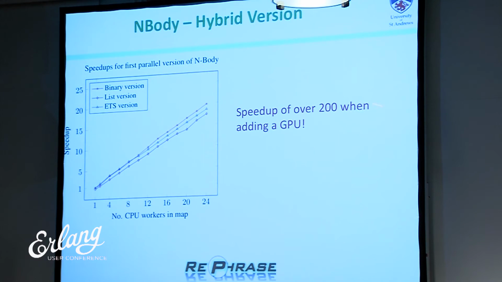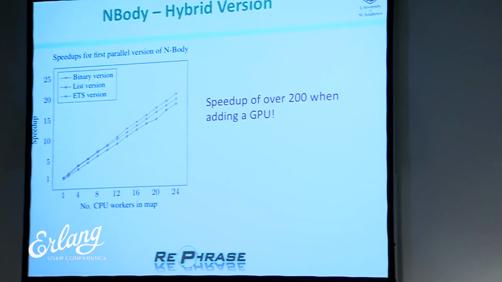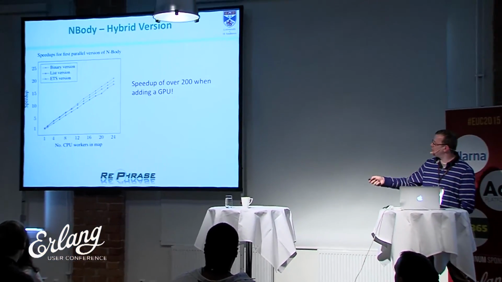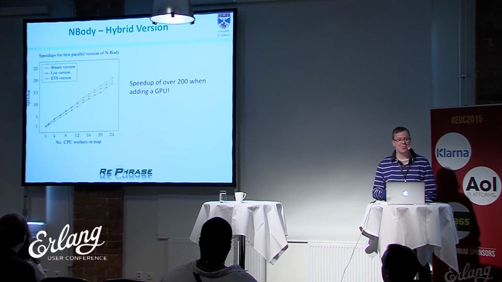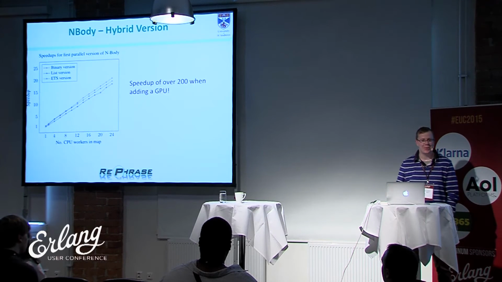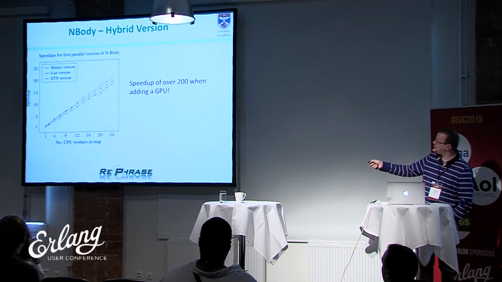And when we used Lapedo to offload, we got something like over 200 speedup when we added a GPU. So going from 20 to 200 is absolutely massive speedup, just by introducing a hybrid skeleton and then allowing it to do the offloading for me. It's almost an order of magnitude better.